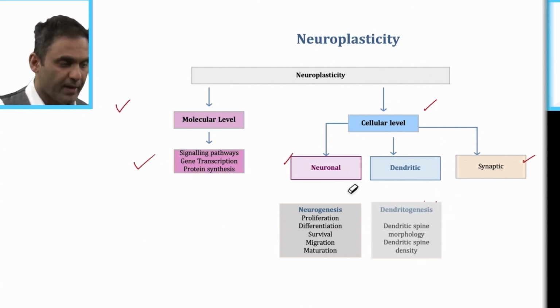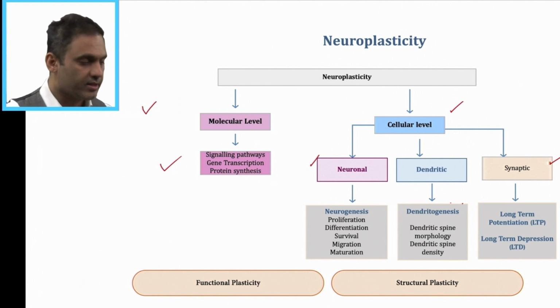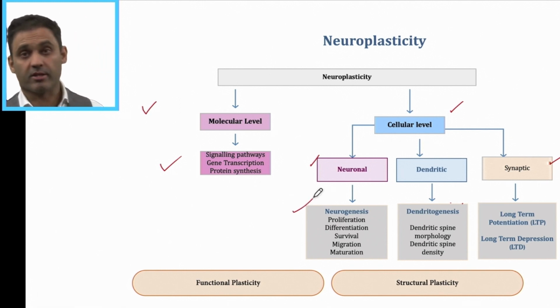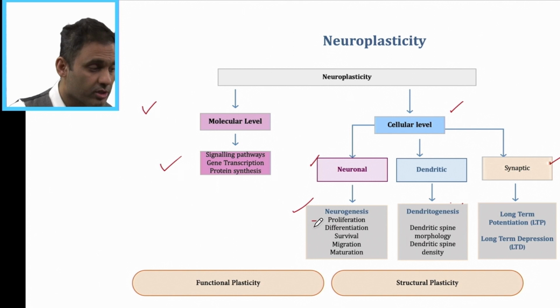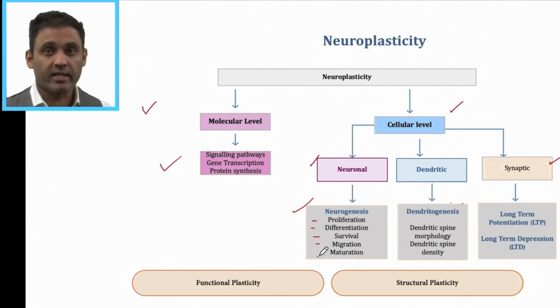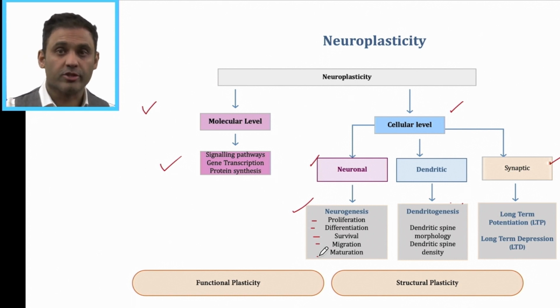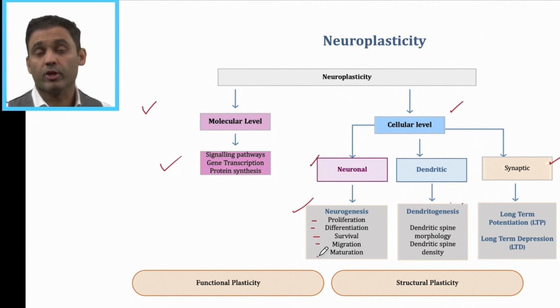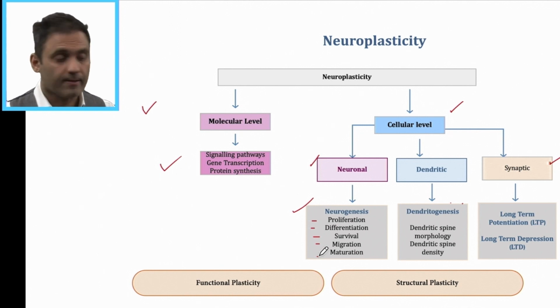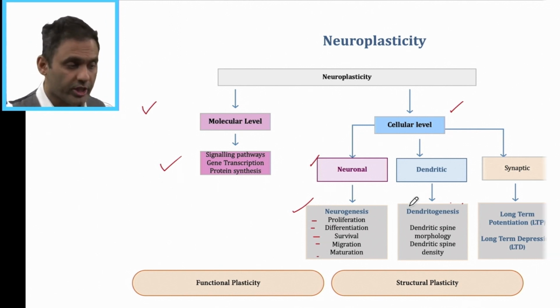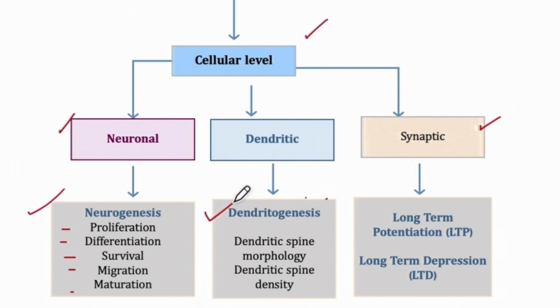Now, from a neuronal perspective, you can see there is neurogenesis. And in neurogenesis, there are a number of processes such as proliferation, differentiation, survival, migration, maturation. So we'll see later that there are certain factors that are being used, potentially stem cell derived or other factors, to promote this neurogenesis. So we know things like brain-derived neurotrophic factor is something that can promote neurogenesis. Similarly, dendritogenesis, which is dendritic spine morphology, dendritic spine density, changes in that.